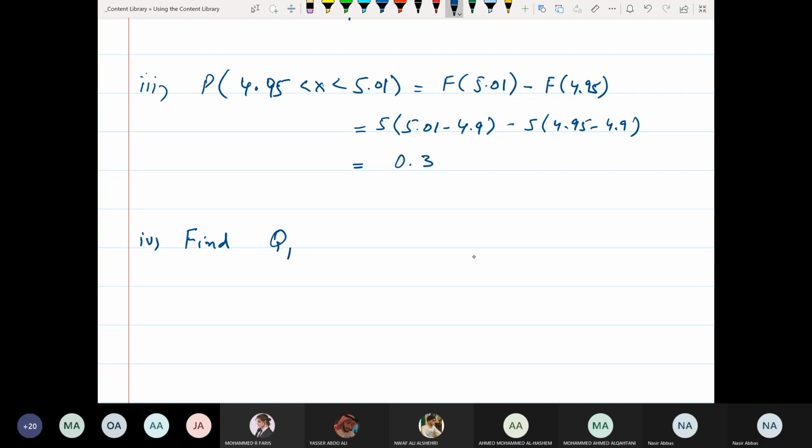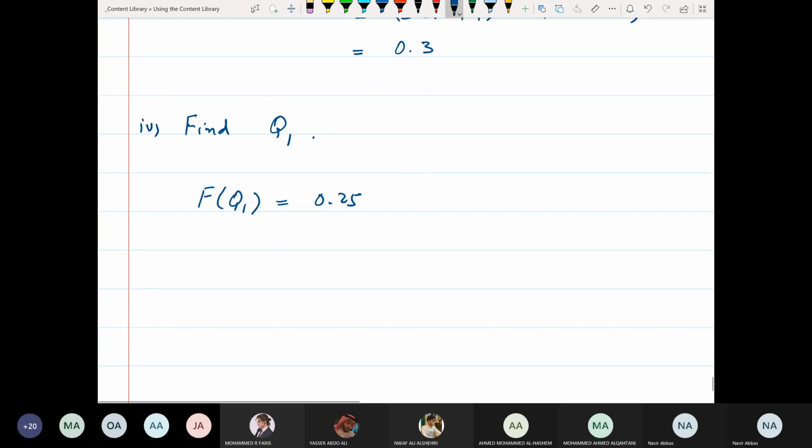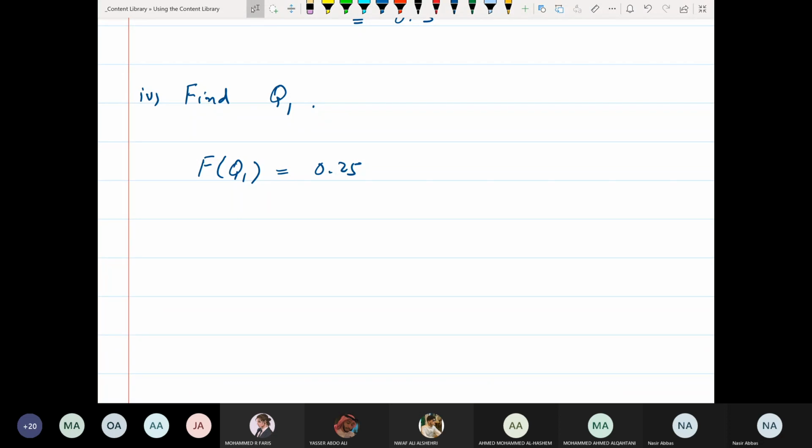What if I ask you to give me the first quartile? You can find the first quartile like solving this question. Capital F of Q1, you put it equal to 0.25. You solve this equation and you will get the first quartile. So capital F of Q1 should be Q1 minus 4.9 divided by 5.1 minus 4.9. No, I think we simplified it. 5 times this one and put it equal to 0.25. Now you solve this equation for Q1.